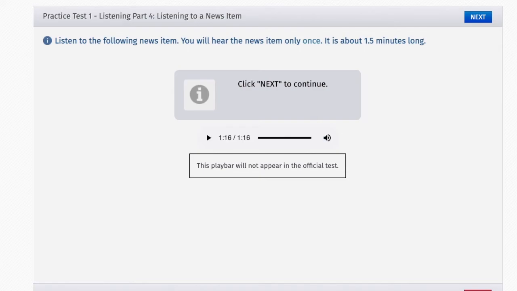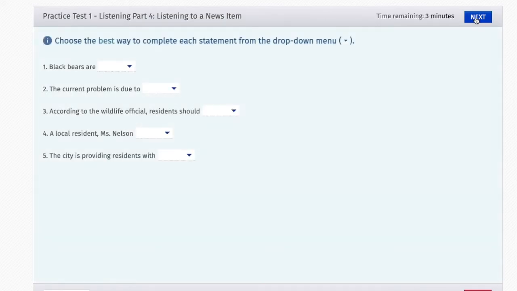So after you listen to the news, in here we have next in the sample, but in the real exam, you will automatically go to the questions, and here they are. According to our guide, yes, we should be focusing on the main part of the question: the black bears here, the current problem, the wildlife official, according to him, the local resident, and the city is providing residents. Those key words will relate directly to the context of the report.